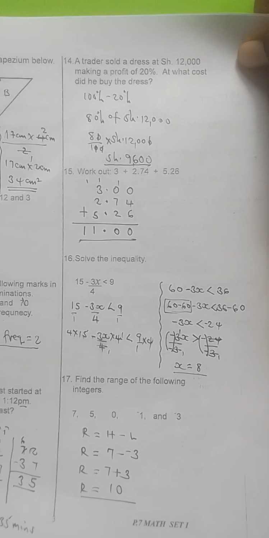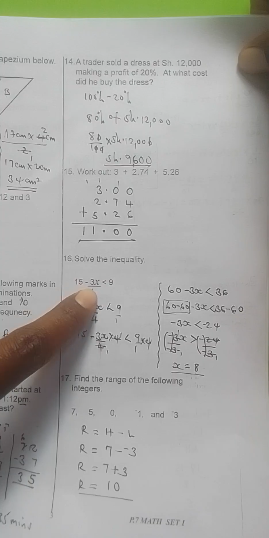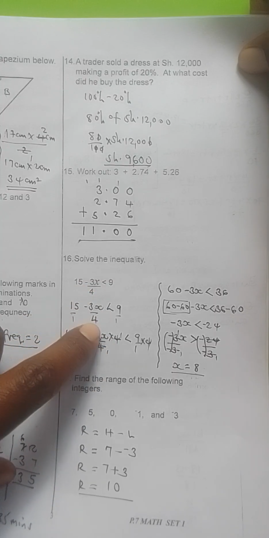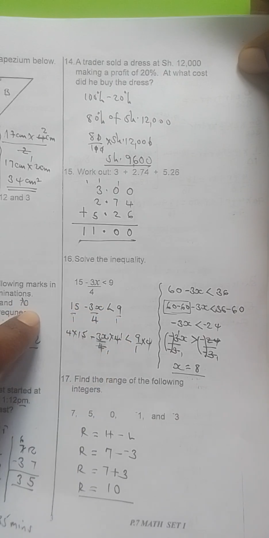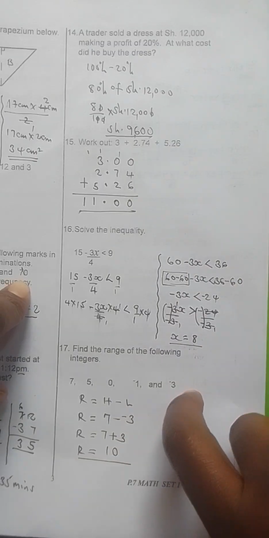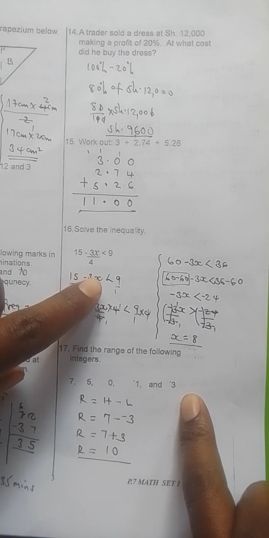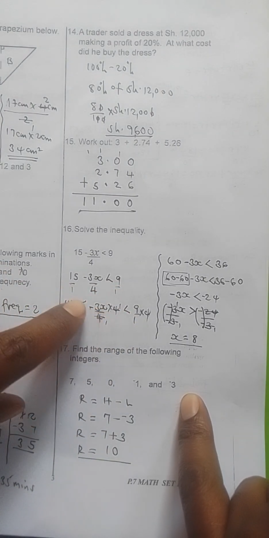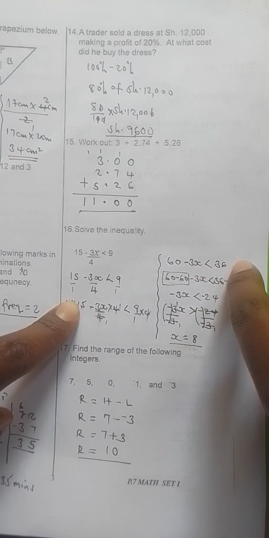Solve the inequality. We have the inequality here: (15 minus 3x) out of 4 is less than 9. Here, what did I do? I first gave them a denominator. Any whole number is the same as out of 1. From there, I looked for their LCD, lowest common denominator, of 1, 4, and 1. I got 4. I multiplied all of them by 4. Then I reduced what is reducible. I got 60 minus 3x is less than 36.